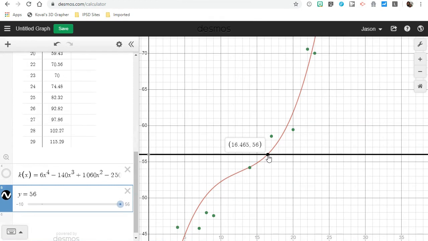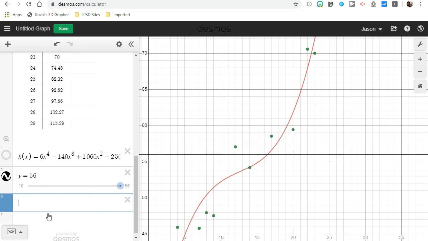That intersects the curve at 16.465 thereabouts. And so that would be around 16 years. And so 16 years after 1975 would give us 1995. Then finally, it's asking us what is the prediction of the model when we get to 2019 and 2029.